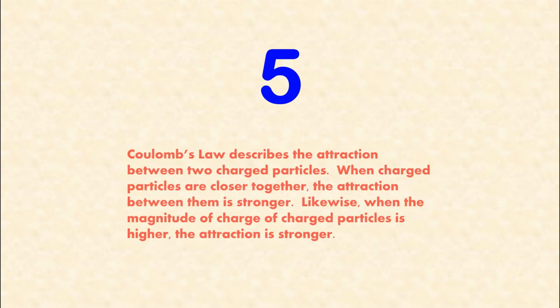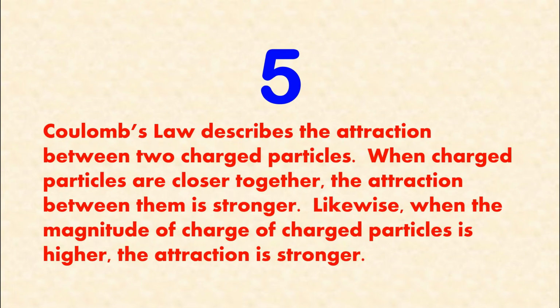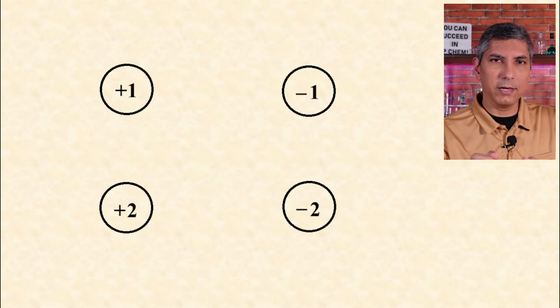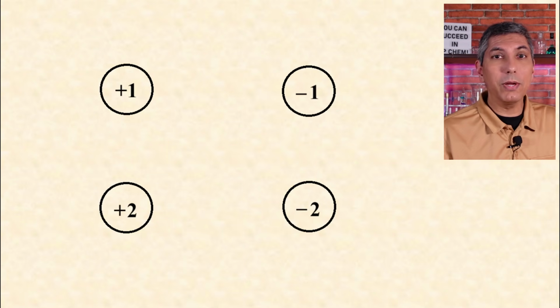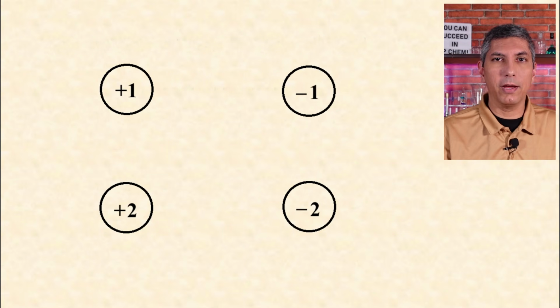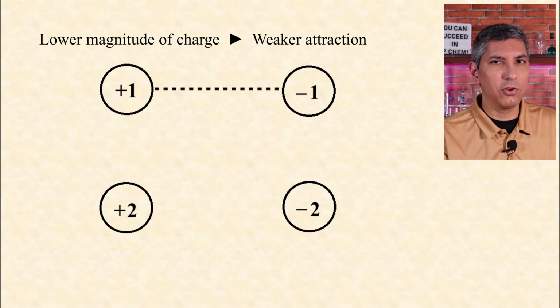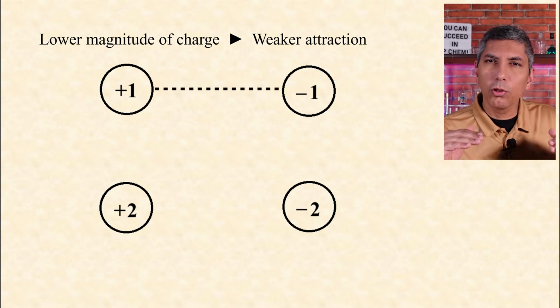Number 5. Coulomb's law describes the attraction between two charged particles. When charged particles are closer together, the attraction between them is stronger. Likewise, when the magnitude of charged particles is higher, the attraction is stronger. So if we're comparing two pairs of charged particles, one pair is +1 and -1, and the other pair of charged particles is +2 and -2, we'd say that the +1 and -1 pair will have a weaker attraction to each other because the magnitude of charge is lower.